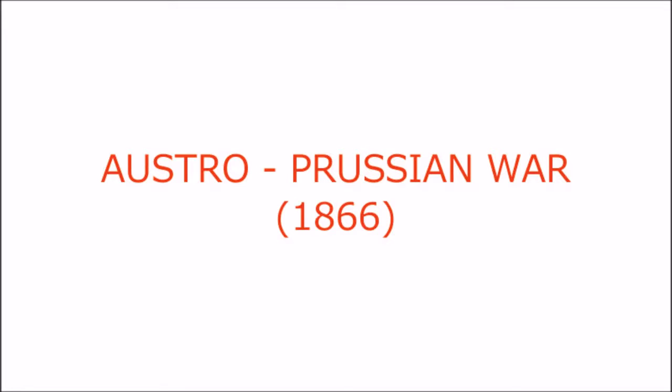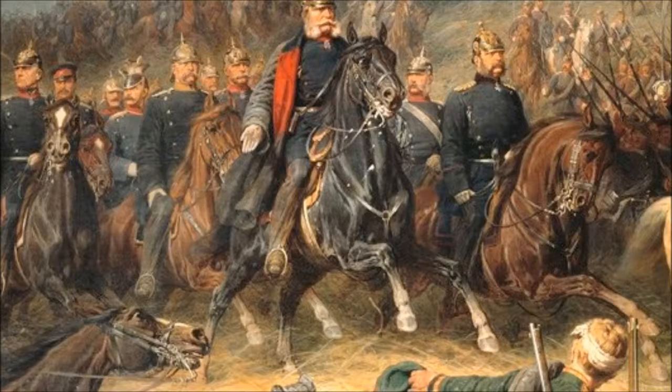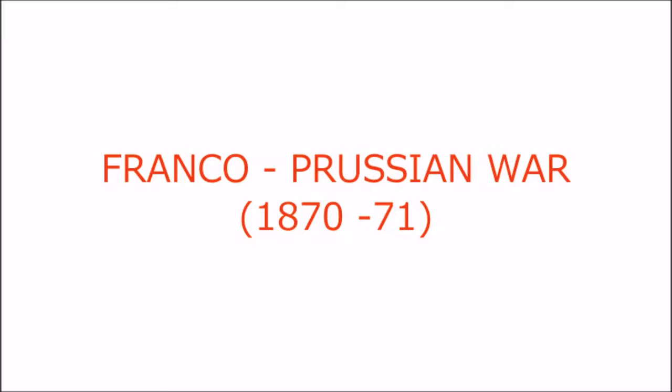Austro-Prussian War, 1866. This conflict was no longer a conflict for the control of two duchies, but turned out to be a conflict for the leadership of Germany. The Austrians were defeated at Sadowa, and Austria decided to retire from Germany and agreed to allow Prussia to reorganize the German states.